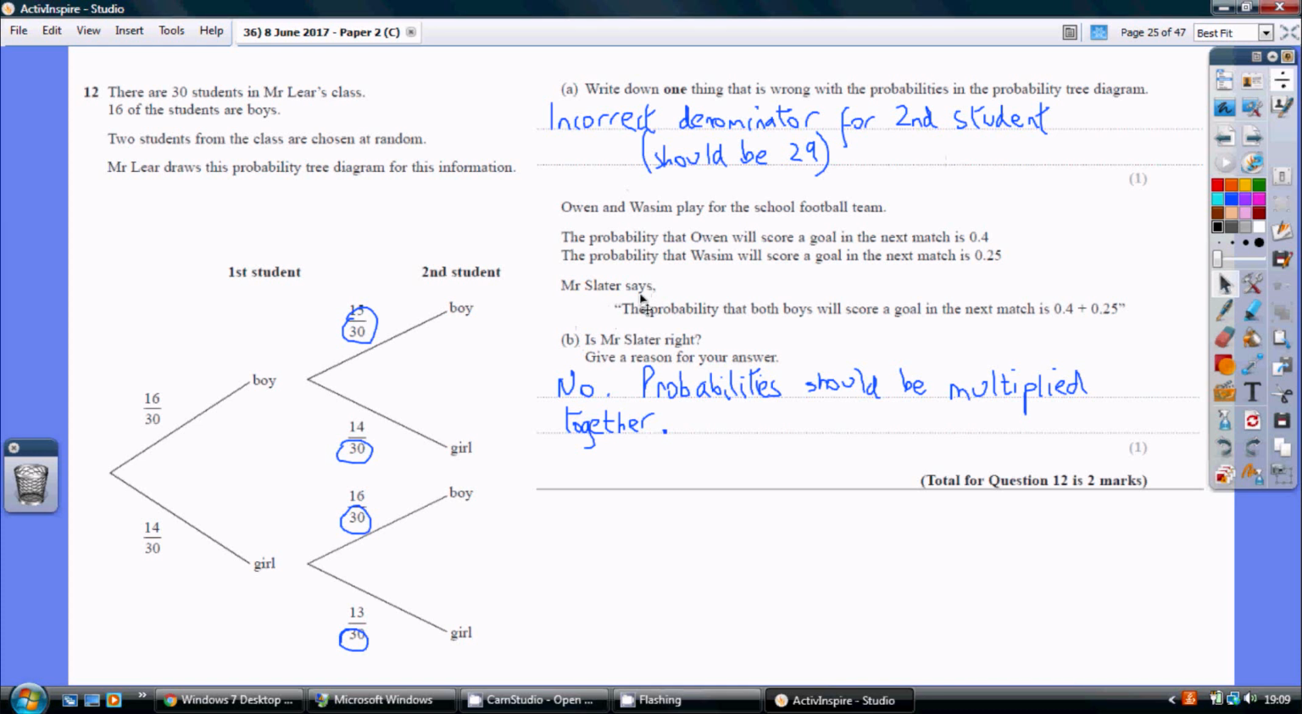Now for part B, Mr. Slater says the probability that both boys will score a goal in the next match is 0.4 plus 0.25. Well, no, that's not right. If Owen's chance of scoring a goal is 0.4 and Wazim's is 0.25, the chance of Owen scoring and Wazim scoring comes about when you multiply these probabilities together. Okay, so when it's an or, you add them, but when it's an and, they should be multiplied. So no, Mr. Slater is not right. These probabilities should be multiplied together.